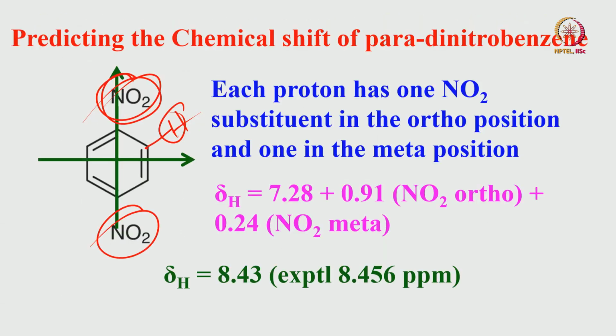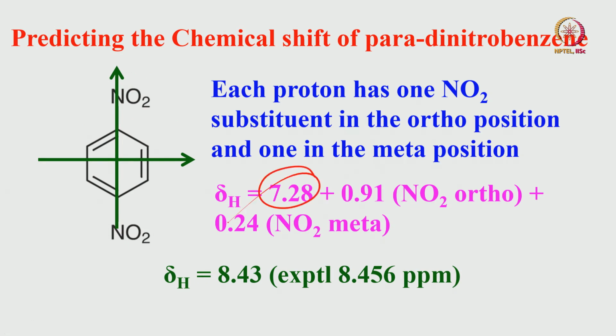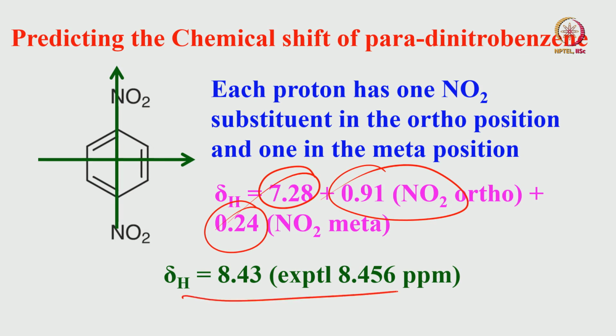Now come back here. If you look at any of the protons, you can always see one nitro is in the ortho position and the other in the meta position. So take the base value, add the value for the ortho position and the value for the meta position, and this is the total value. So you can predict the chemical shift of each of these protons, all equivalent here in para-dinitrobenzene. You see this is the predicted value and this is the experimental value, fairly close, very close. This is the way you can predict the chemical shifts of many aromatic protons if you know the substitution.